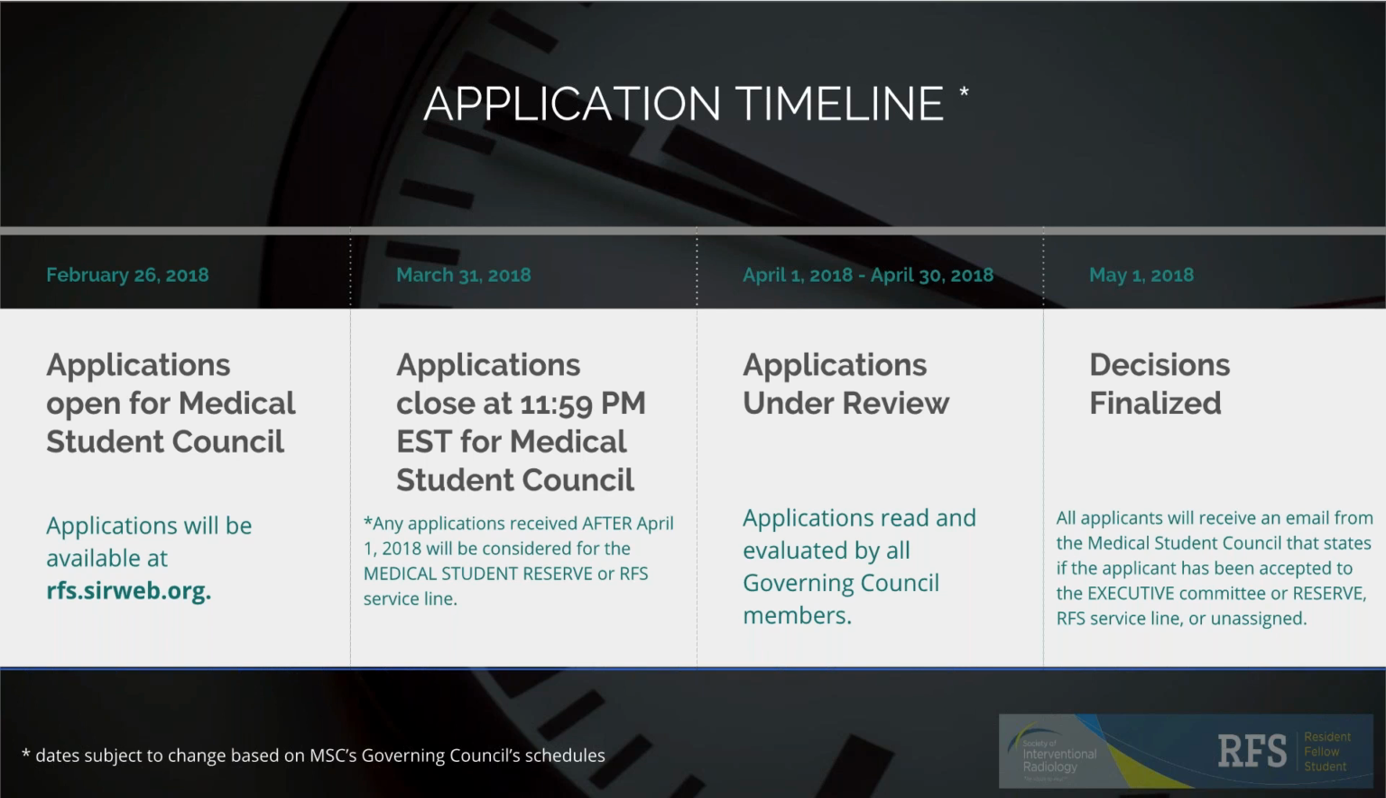In the month of April, all of the chairs and I will be reviewing the applications. Each application is read and evaluated by all governing council members, and we try to figure out what areas would be the right fit for you based on the application that you send to us. And on May 1st, our decisions will be finalized, and we will send everyone an email. You should expect an email on May 1st from SIR students. If you do not get an email that day, please reach out to us. I know sometimes emails get lost, but you will get an email from us saying that you've been accepted to the council or the reserve, an RFS service line, or your application is currently unassigned, just because there are so many people. Next slide.